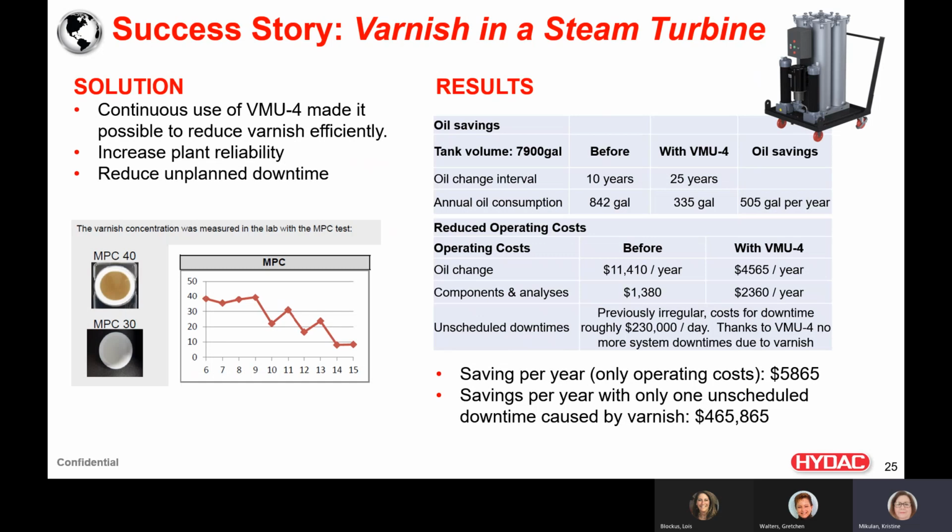Now, as the graph illustrates, this does not happen overnight. This is a very slow process of removing the varnish precursors from the oil, and it may take several months to get the system where all of the varnish is removed. Again, though, you can see great savings per year just by incorporating a varnish mitigation unit.